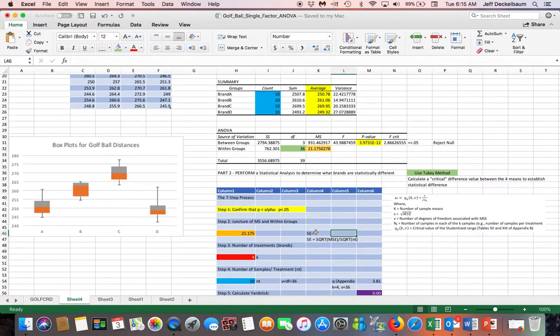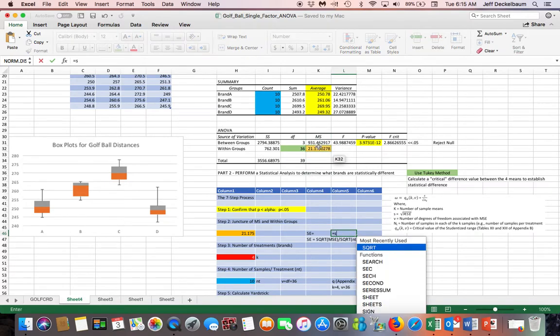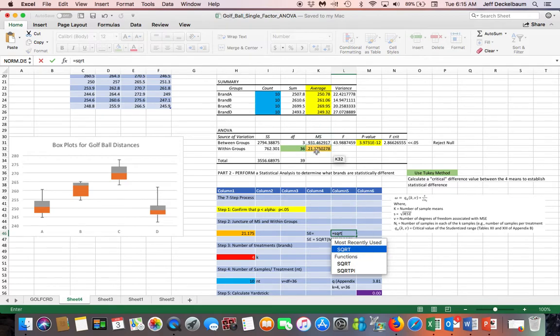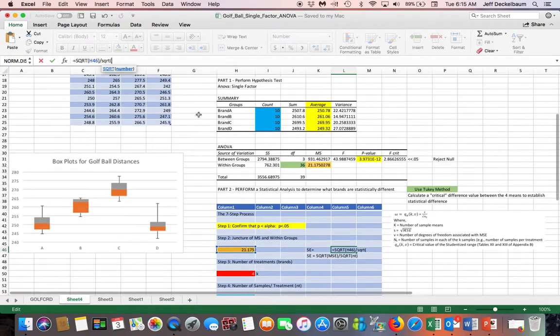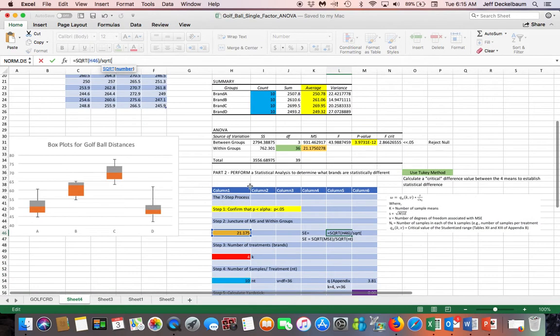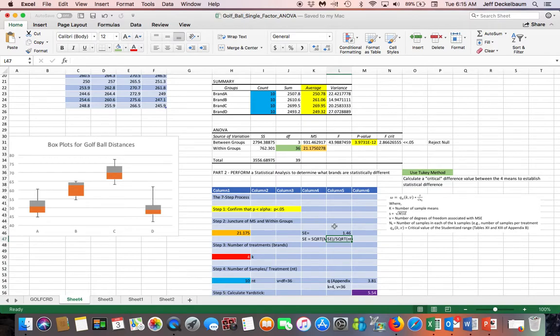So in order to calculate this standard error term, which is the square root of the MSE term, let me do that again: it equals the square root of this term, divided by the square root of n, where n is the number of samples for each brand, and that equals 10. So this is the equation and this is the number.